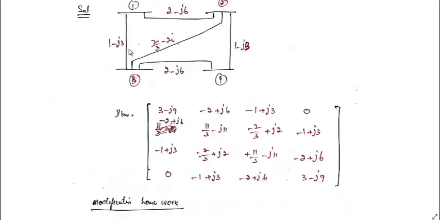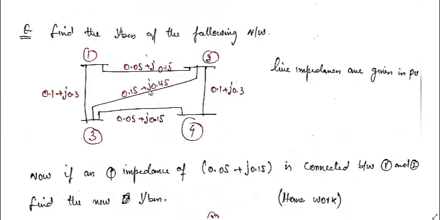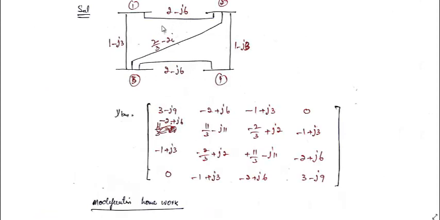To calculate Ybus, we'll first calculate its admittances. Admittance will be simply the inverse of impedance. You can calculate the inverse of impedance of all the lines, and you will get these admittances. Now j is having a minus sign. So simply Y11 will be the summation of these two, that is 3 minus j9. Y12 is equal to minus 2 plus j6. Y13 is equal to minus 1 plus j3. Y14, there is no connection between 1 and 4, so that is 0.